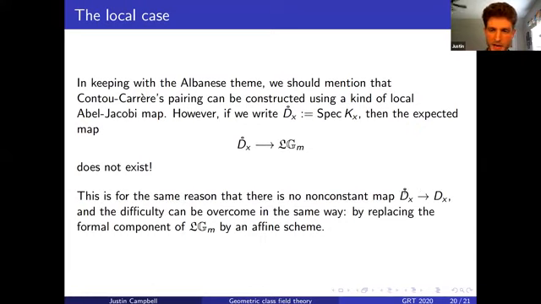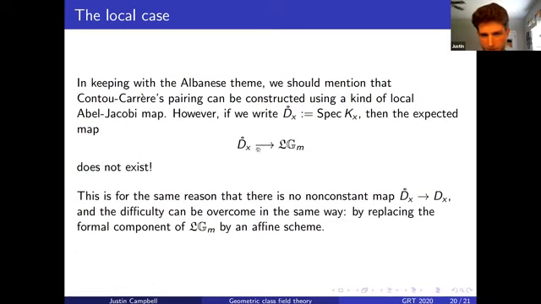In order to write down such a map, you have to replace the formal disk by just the spectrum of power series, right? Forget about the topology. Then, of course, you have an inclusion from power series into the Laurent series, and you can take spectrum, but you can't mix this kind of punctured disk with the formal disk. And so this local AutoJacobi map, you can write it down using a similar trick. You have to replace the formal component of the loop group by an affine scheme. It's a little bit subtle to do carefully in a canonical way, but it certainly can be done, and that's essentially what Cantou-Carrère did in his original paper.